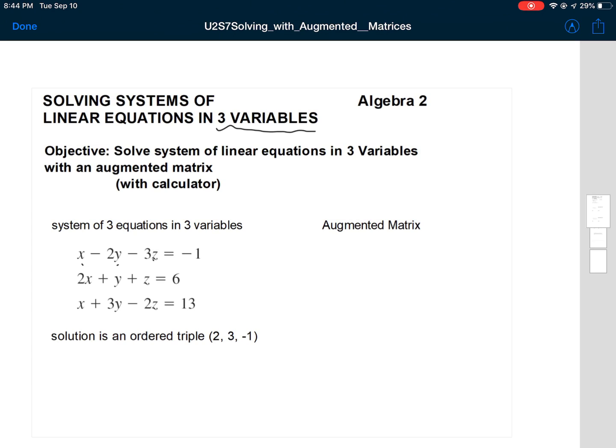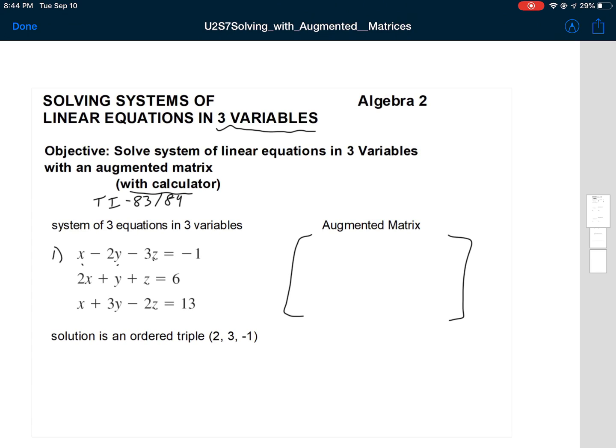The only way to do this is with a calculator, so try to get a TI-83 or 84. What we'll do is create what's called an augmented matrix. In each row, I'm going to go to each equation.